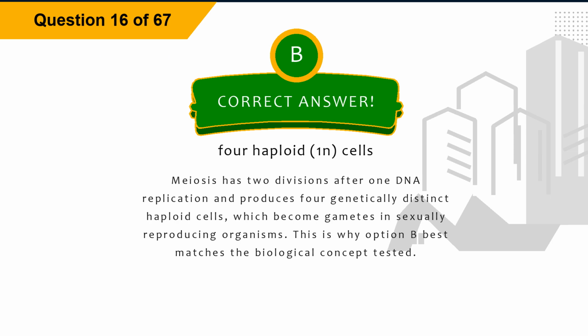Explanation: meiosis has 2 divisions after 1 DNA replication and produces 4 genetically distinct haploid cells, which become gametes in sexually reproducing organisms. This is why option B best matches the biological concept tested.